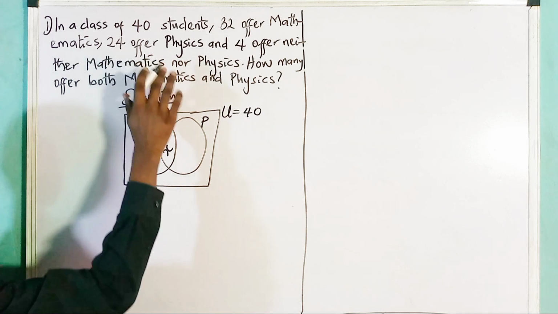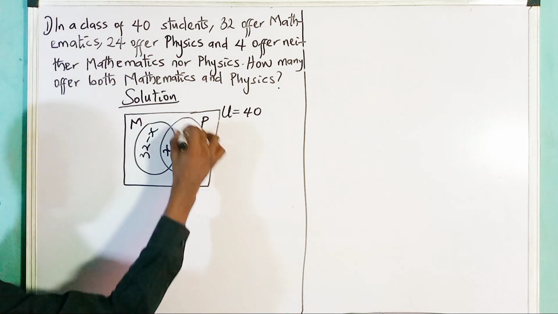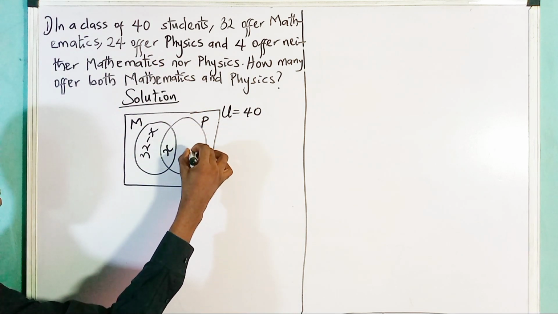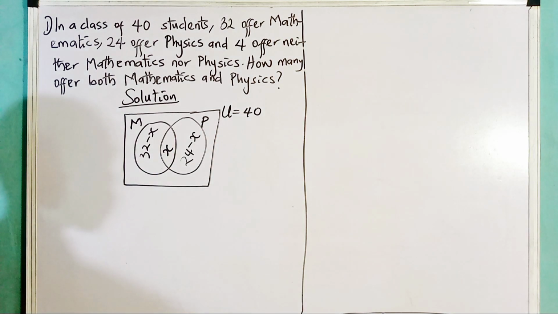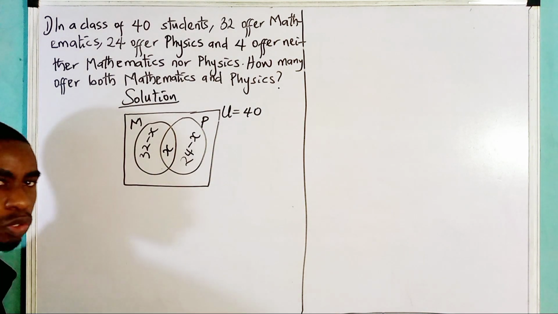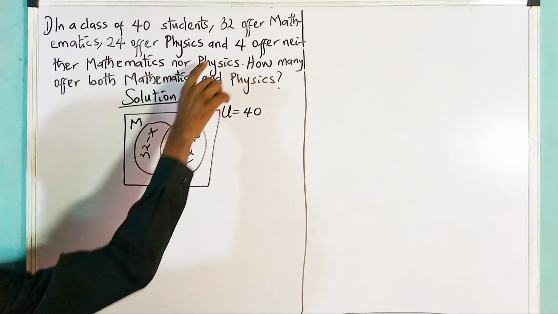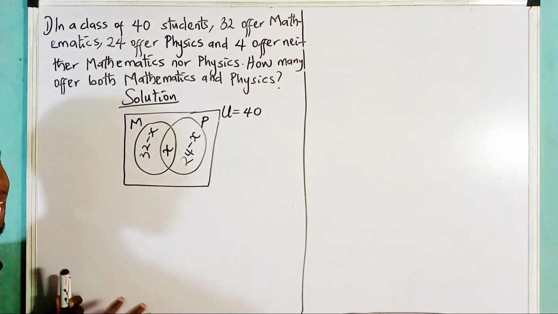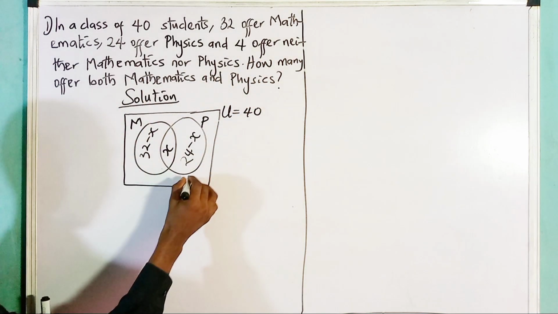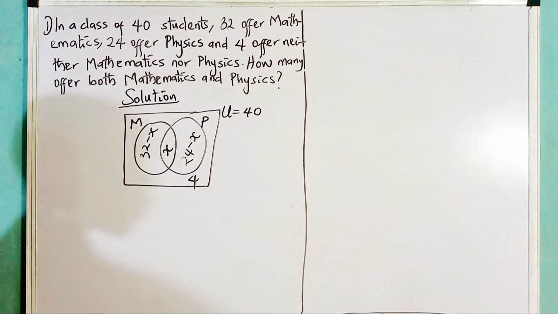While for the physics side, 24 offer physics. This remaining part is 24 minus X. 24 offering physics minus those offering mathematics. And lastly, they said 4 do not offer any of them. They offer neither. So I'm going to write it outside of the subsets.